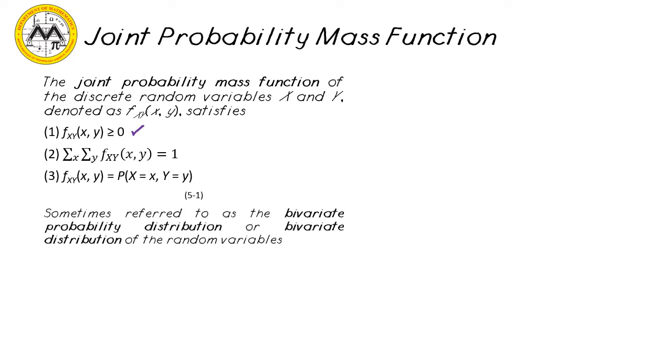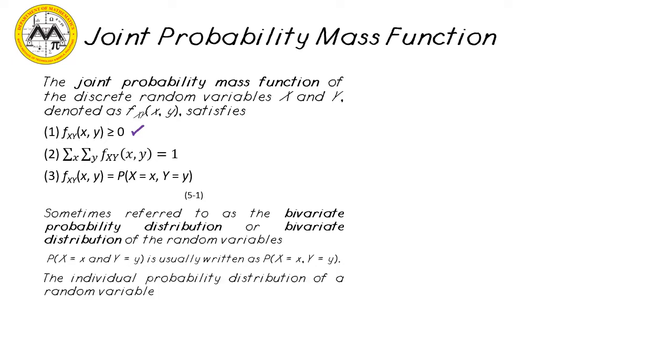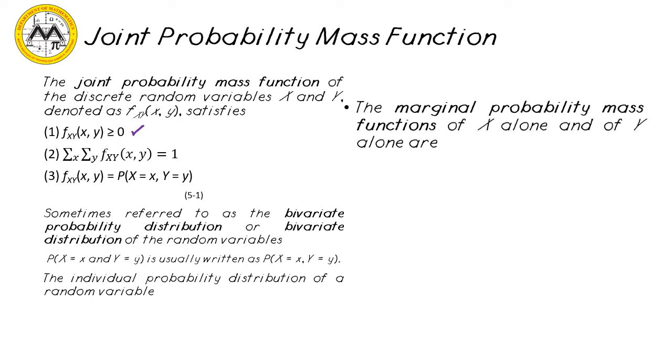Sometimes referred to as the bivariate probability distribution or bivariate distribution of the random variables, the probability of X equal to x and Y equal to y is usually written as P(X = x, Y = y). And the individual probability distributions of the random variables, the marginal probability mass functions of X alone and Y alone, are as follows. For the marginal distribution of X, it would be the summation of f_XY(x,y) for all possible values of y, and the marginal distribution of Y is equal to the summation of f_XY(x,y) for all x's.